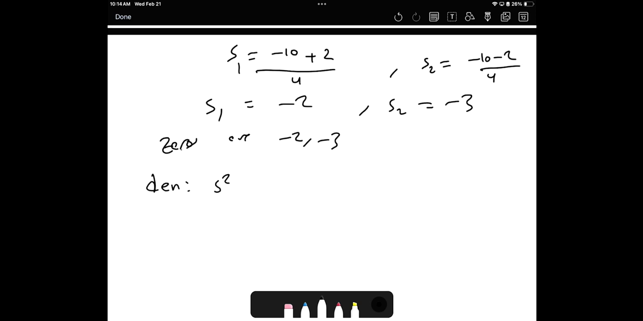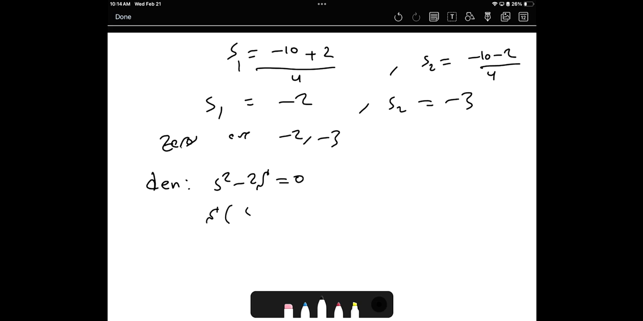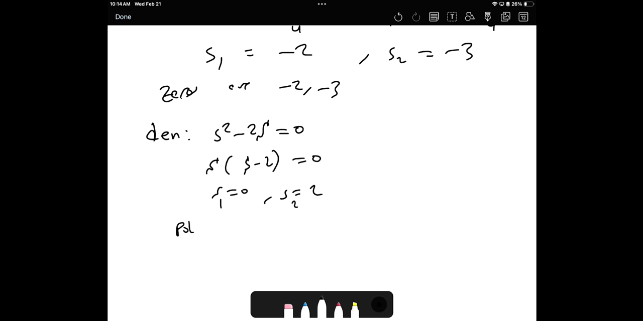Now let's go to the denominator. We have s squared minus 2s equals 0. So let's take s as a factor. It will be s times s minus 2 equals 0. Therefore the answer will be s equals 0 or s equals 2. Then we will say that the poles are at s equals 0 or 2. Okay? Now we plot this.